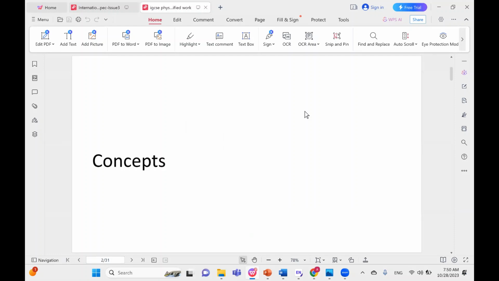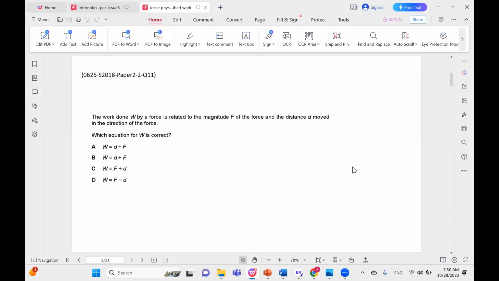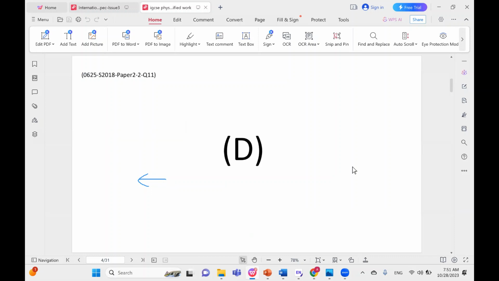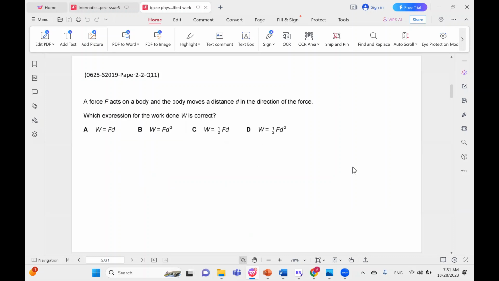We'll begin with concept questions. The work done by a force is related to the magnitude of the force and the distance moved in the direction of the force. In the direction of the force means parallel to the force. Which equation for W is correct? We just said that W equals F times D is the correct equation. So the correct choice would be choice D.